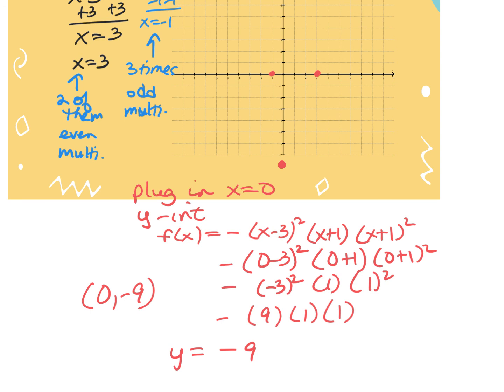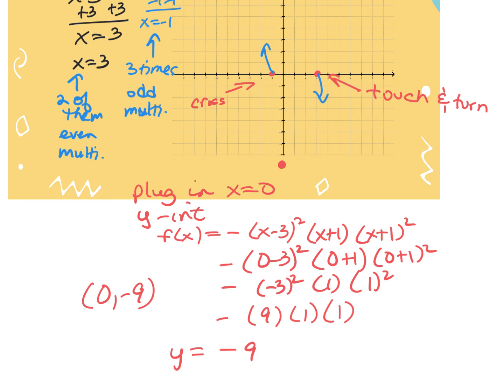Now remember, at this 0, this is the even multiplicity. There was 2 of them. So this is the touch and turn. This one, it occurred 3 times, so it was odd. This one's going to cross. I can also add in my end behavior. So remember, it's rising to the left, falling to the right. I need to figure out how it moves in between. So I need to find additional points.